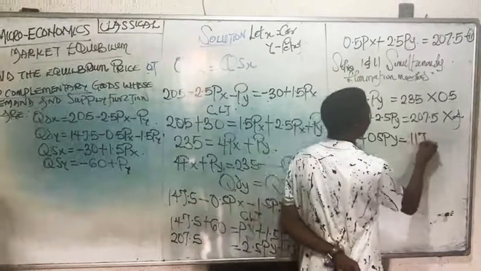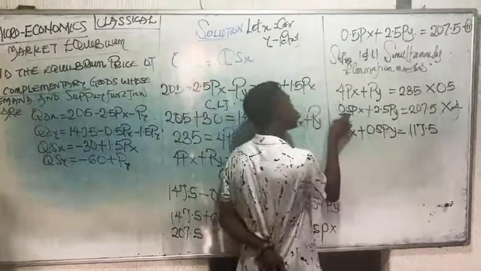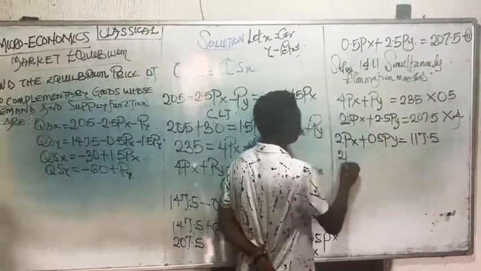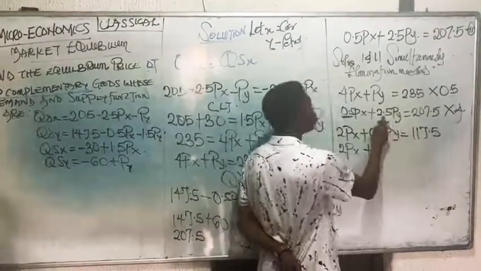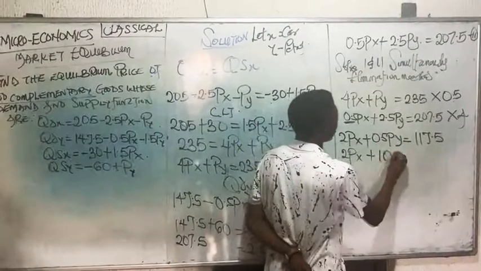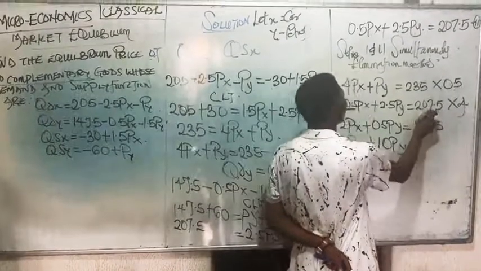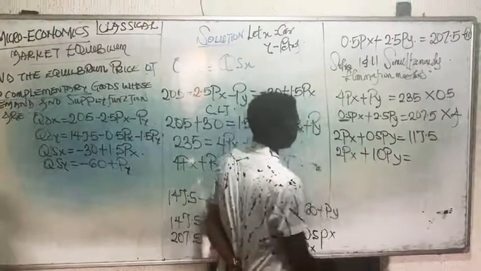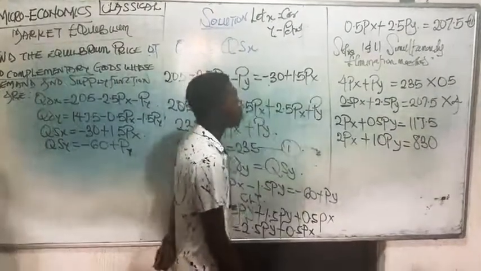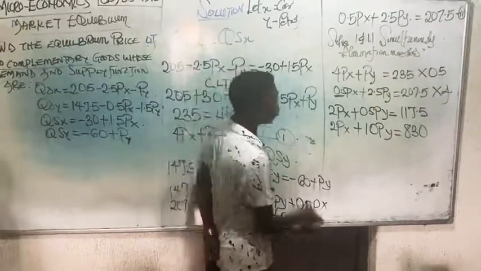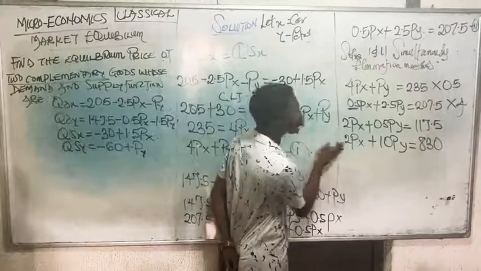That is 117.5. Let's proceed. 4 times 0.5Px gives 2Px, plus 4 times 2.5Py gives 10Py, equals 4 times 207.5, which gives 830. Now, if you check the equations, we cannot eliminate like this because 2 plus 2 will give us 4.